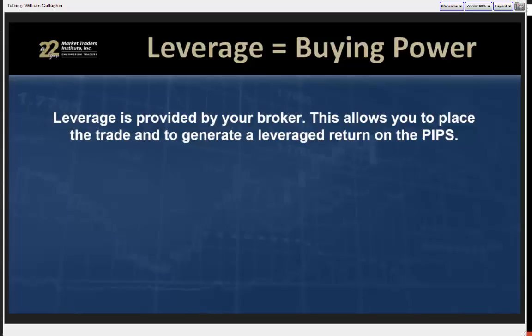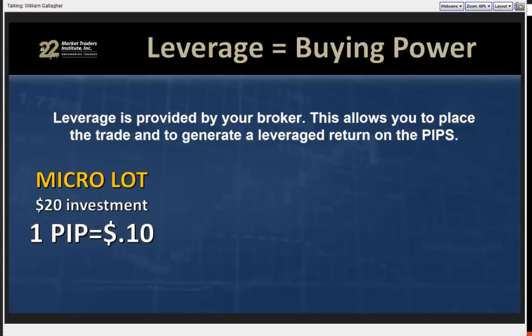In the Forex market, you utilize leverage. This leverage is provided by your broker. It's going to allow you to place your trades and generate a leveraged return on those pips. So how much are those pips going to be worth? Well, in the Forex market, you have 3 major lot sizes. We trade in lots. We have what's called a micro lot. A micro lot is about a $20 investment from your trading account per trade. Each pip is going to be worth about 10 cents. So 50 pips, if you capture them, will generate a $5 profit if you're trading at a micro lot level.